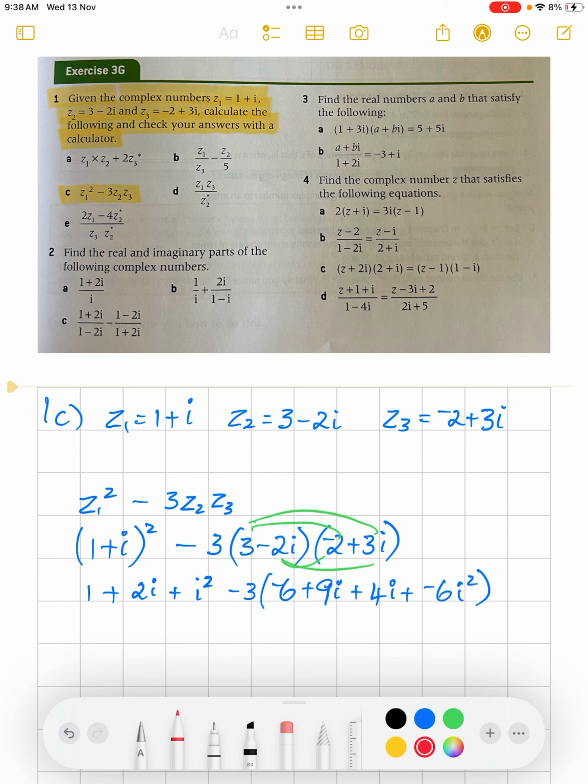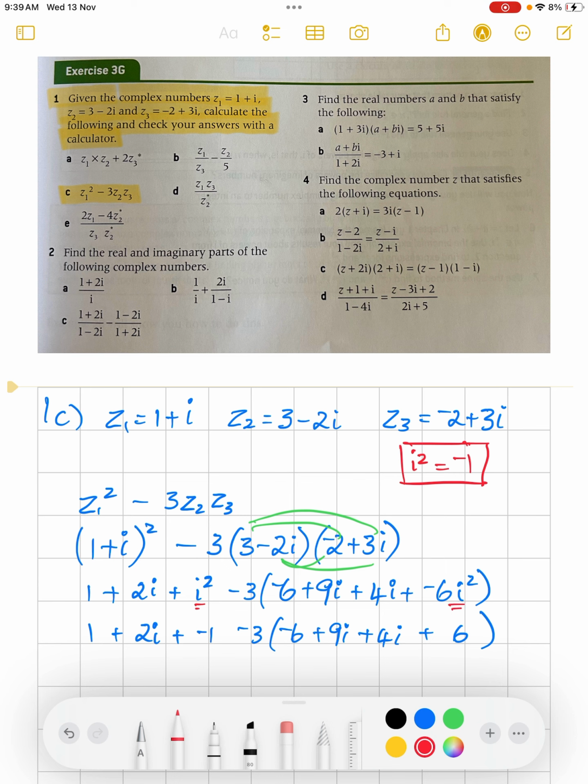Now I'm going to change these i squareds, because i squared is negative 1, an important concept in complex numbers. So when we've got an i squared here, I can change that to negative 1. And also I'm going to change this last term. Negative 6i squared is negative 6 times negative 1, so that's going to become positive 6. All right, so we've changed the two terms. i squared is negative 1.